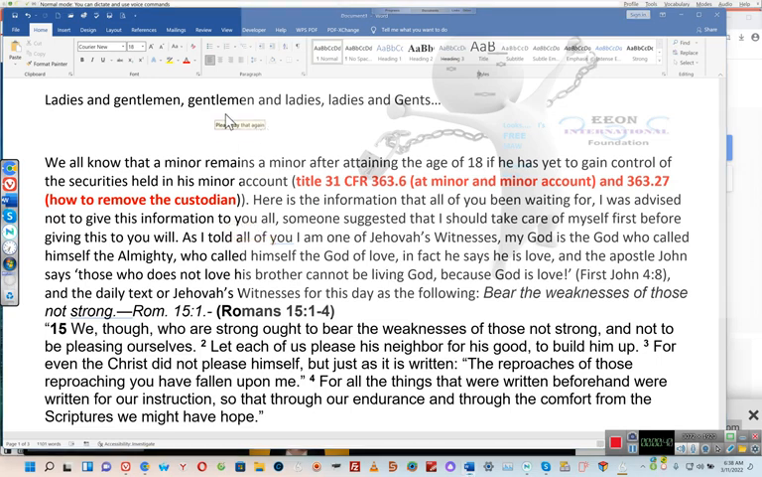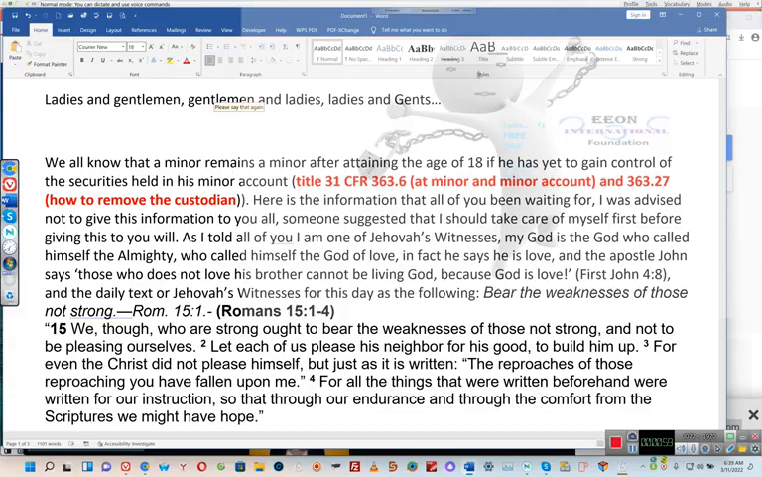As I told all of you, I am one of Jehovah's Witnesses. My God is the God who called himself the Almighty, who called himself the God of love. In fact, he says he is love. And the Apostle John says those who do not love their brother cannot be living God, because God is love. 1 John 4:8. And the daily text for Jehovah's Witnesses for this day is the following.